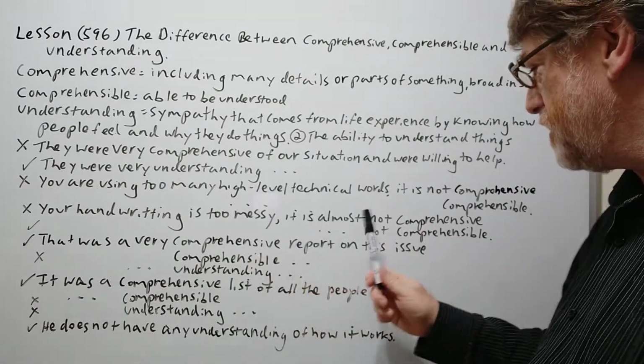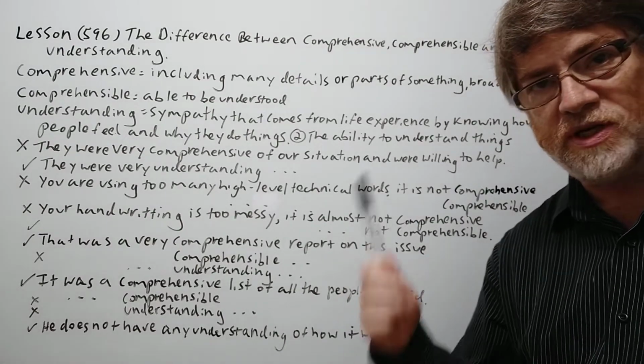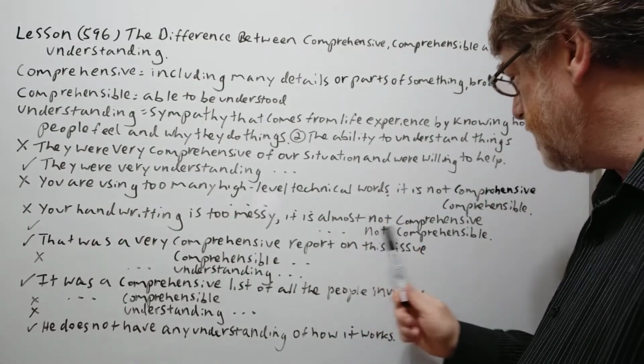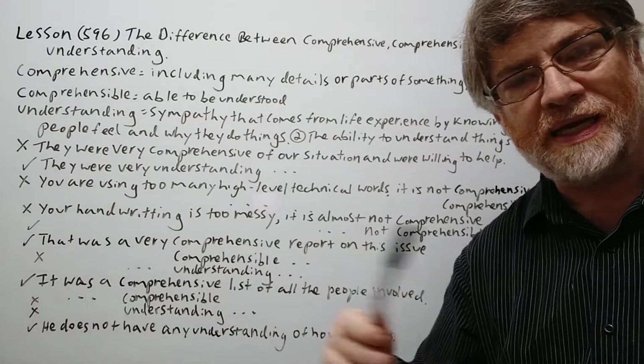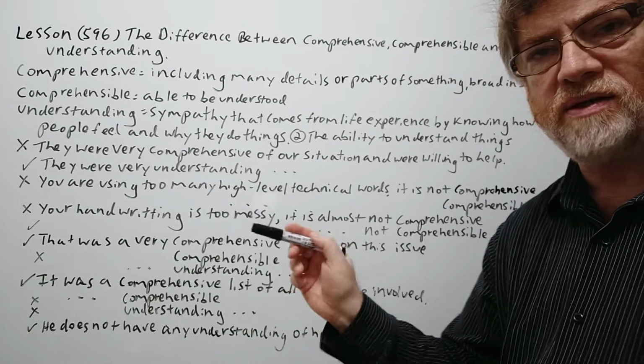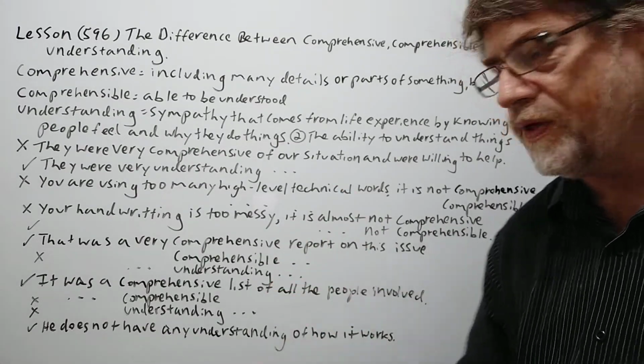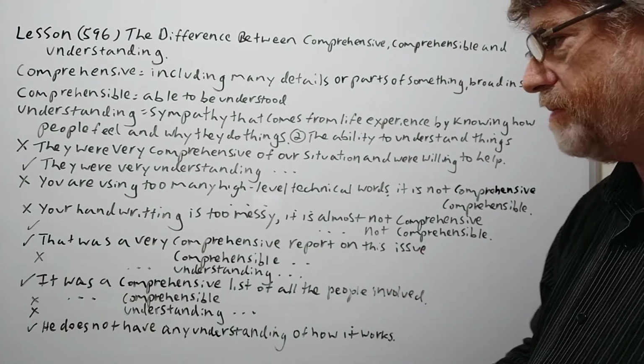Your handwriting is too messy. It is almost not comprehensive. Now, again, for the same reason as the last example, it is not very comprehensible, not easy to understand, because the handwriting is too messy. Maybe you can't understand every letter or every word, so you're having trouble understanding the whole thing. All right, here's the next one.